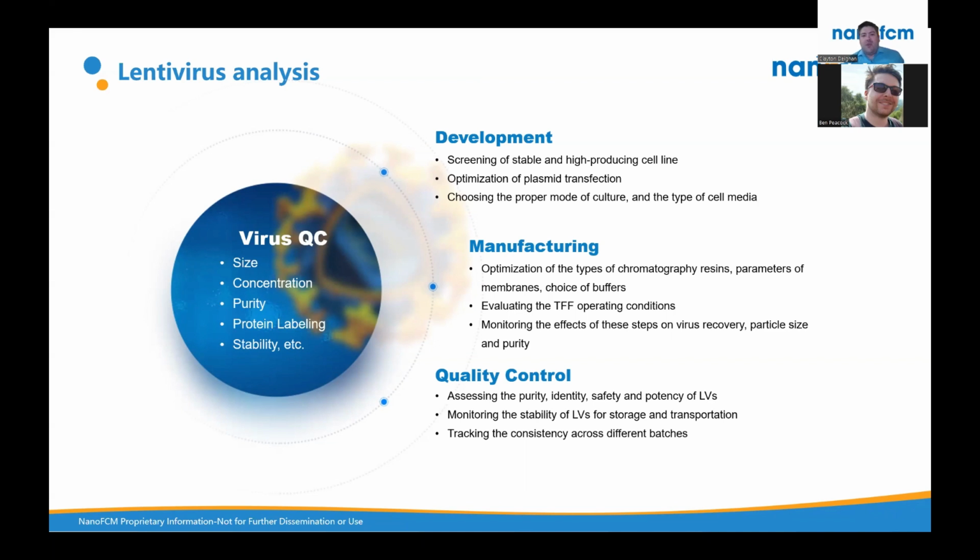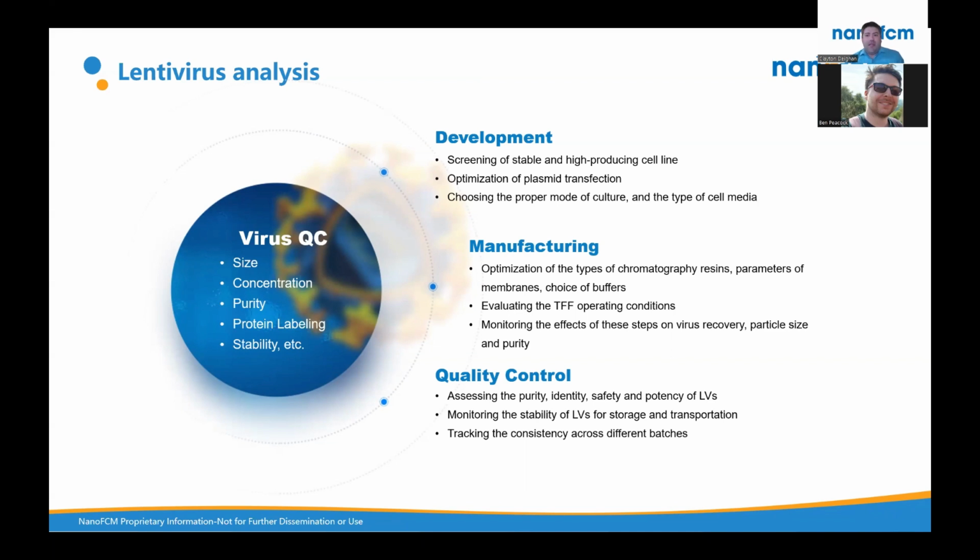So in development, screening of stable and high-producing cell lines can be achieved without needing to purify the virus deeply. We're going to see how these things can be detected throughout the purification train. That allows you to optimize plasmid transfection, choose a mode of culture, a type of cell media, without needing to run expensive purification processes. Same concept in manufacturing.